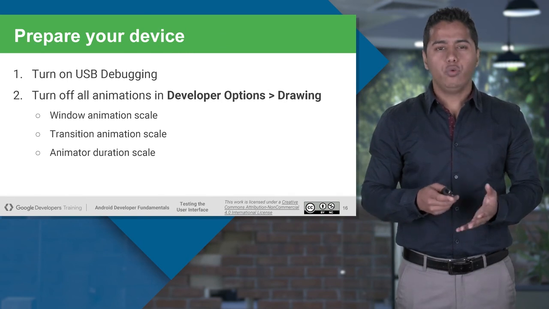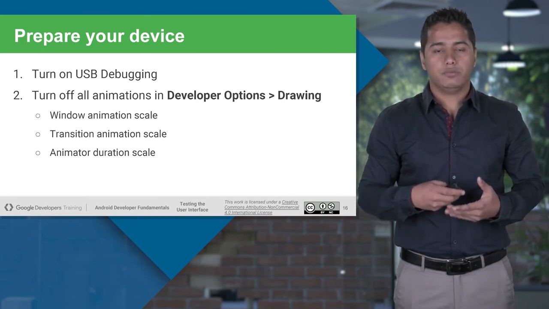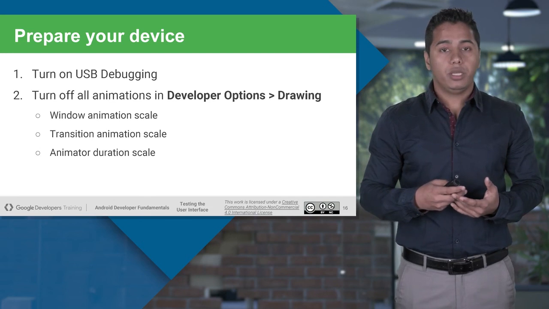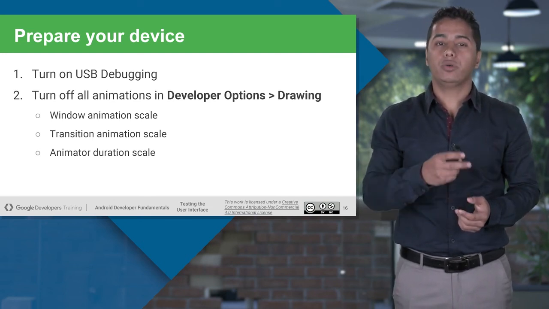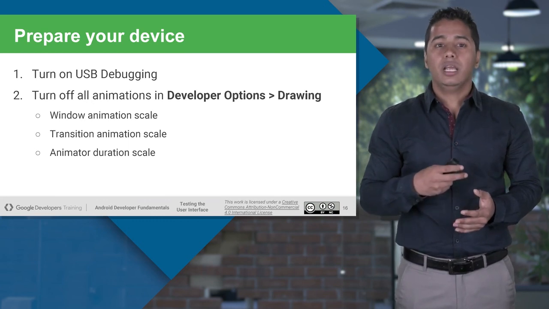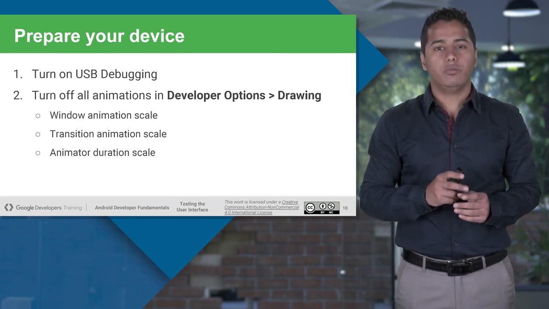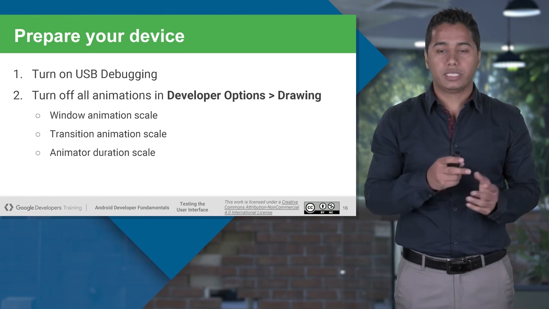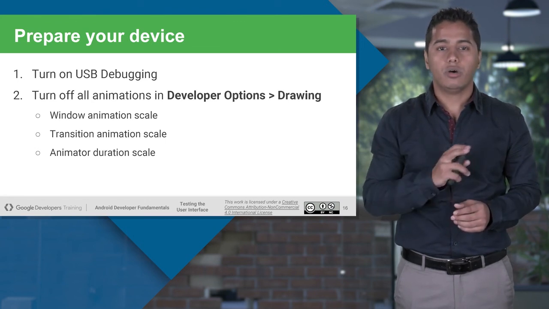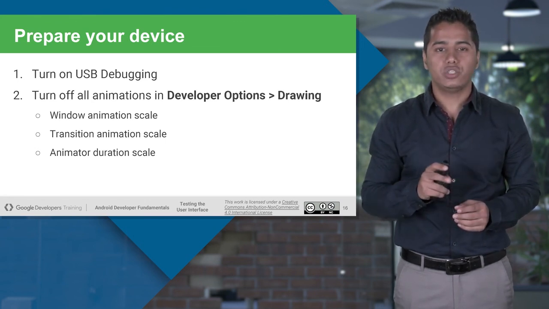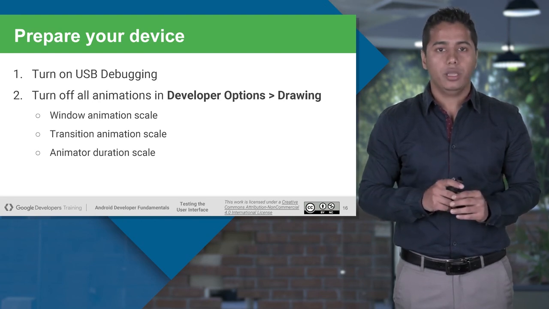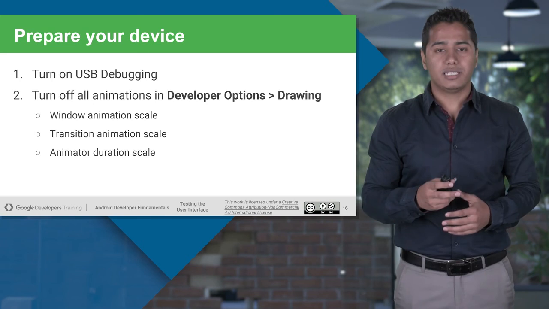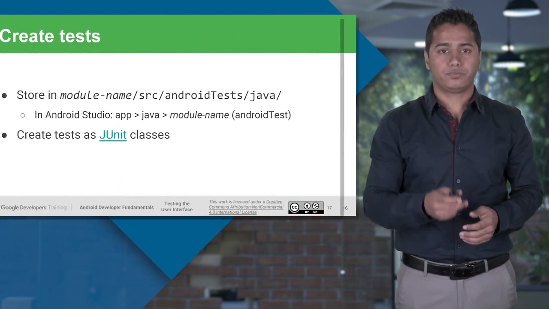Now, if you want to prepare your own device for testing, you might want to turn on your USB debugging mode by going into the developer options, and then turn off all the animation in your developer options by getting into the drawing section and turning off the window animation scale, transition animation scale, and even the animator duration scale. Once you do that, now your device is ready for the testing part too.